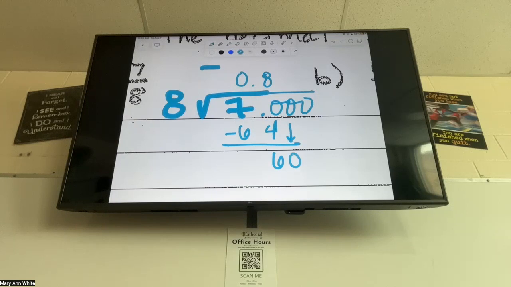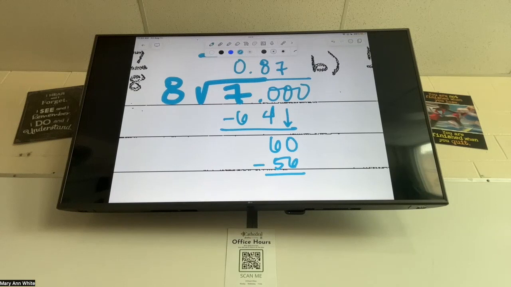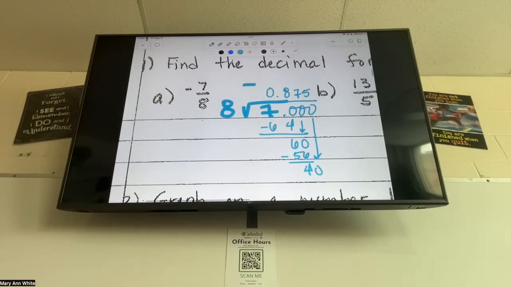How many times does 8 go into 60? 7. So I get 56, minus again, I get 4. Bring down another 0. How many times does 8 go into 40? 5. And now we're done. Good. So that is negative 0.875.